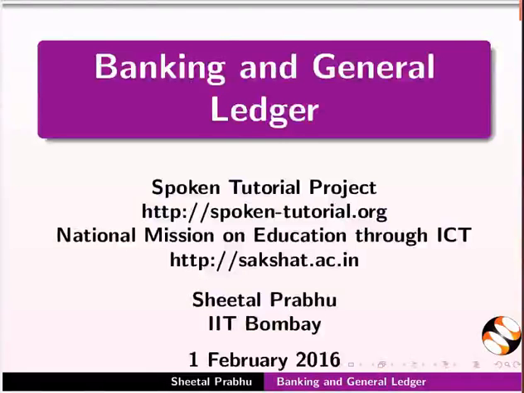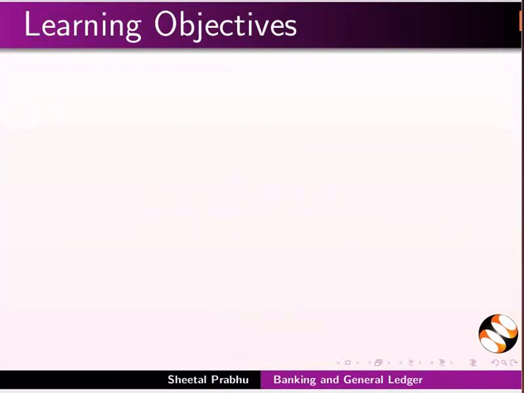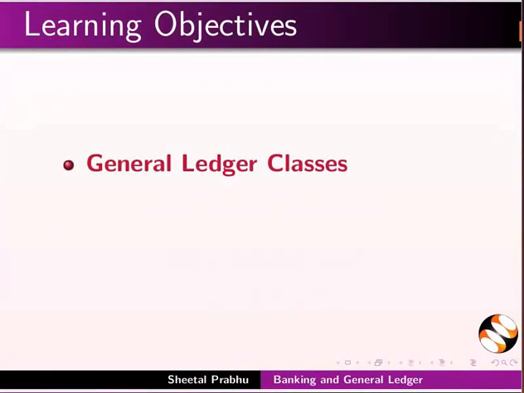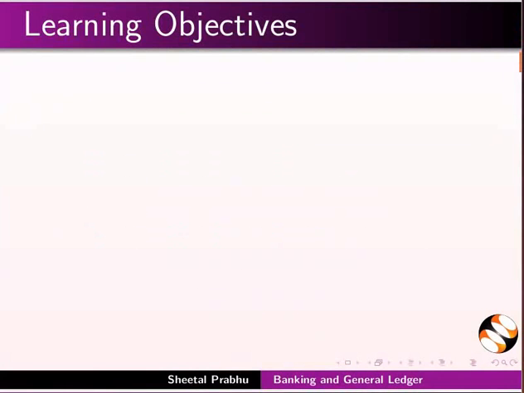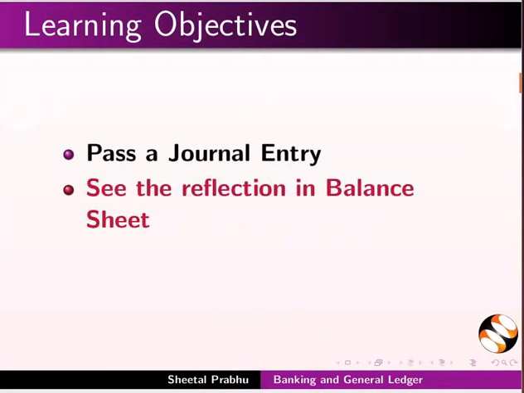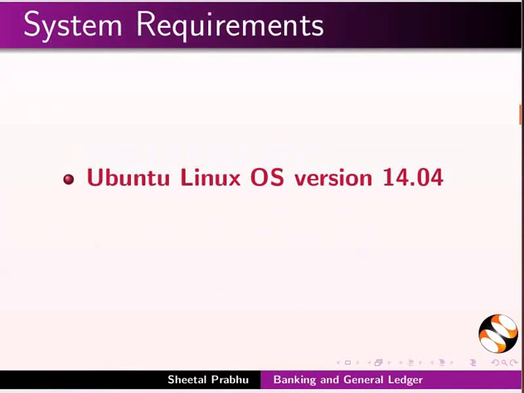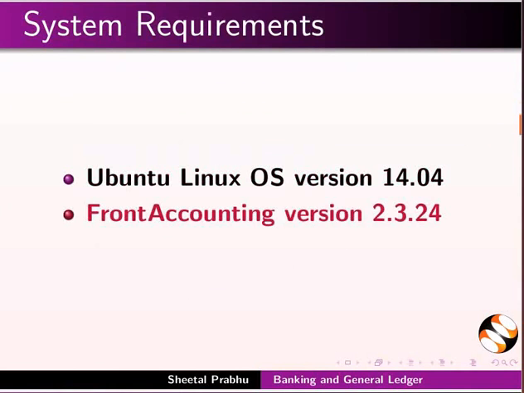Welcome to this tutorial on Banking and General Ledger in Front Accounting. In this tutorial, we will learn to create General Ledger classes, General Ledger groups, General Ledger accounts. Also, we will learn to pass a journal entry, see the reflection in balance sheet, and how to void a transaction. To record this tutorial, I am using Ubuntu Linux OS version 14.04, Front Accounting version 2.3.24.